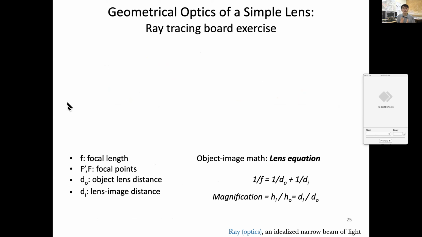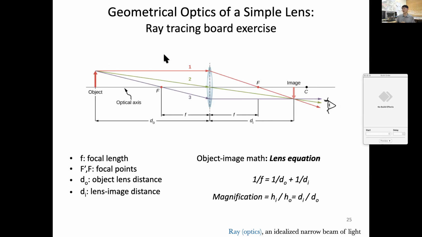So we want to first see how, by using hand and rulers, we can make a simple lens-based optical imaging. So that's ray tracing, and I want to draw this. Let's assume this is a lens in our eye, and there is an object outside, and this is the image.